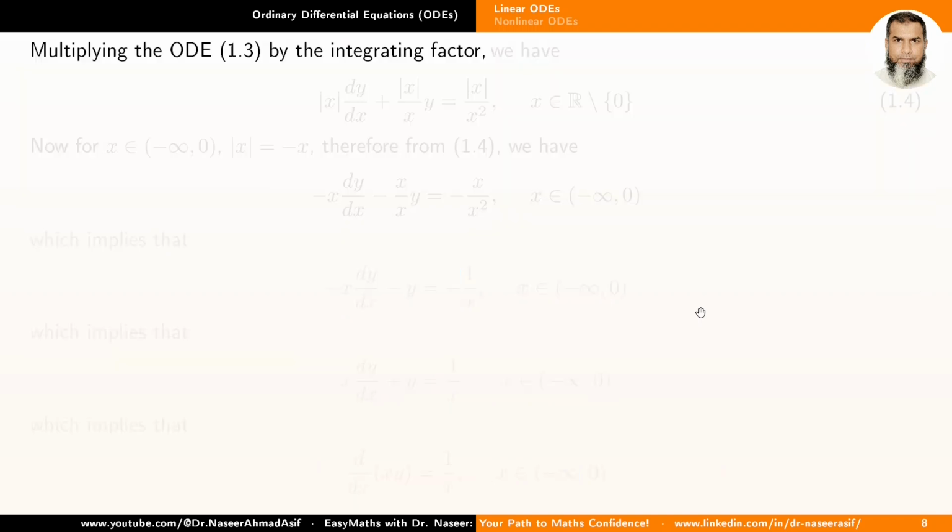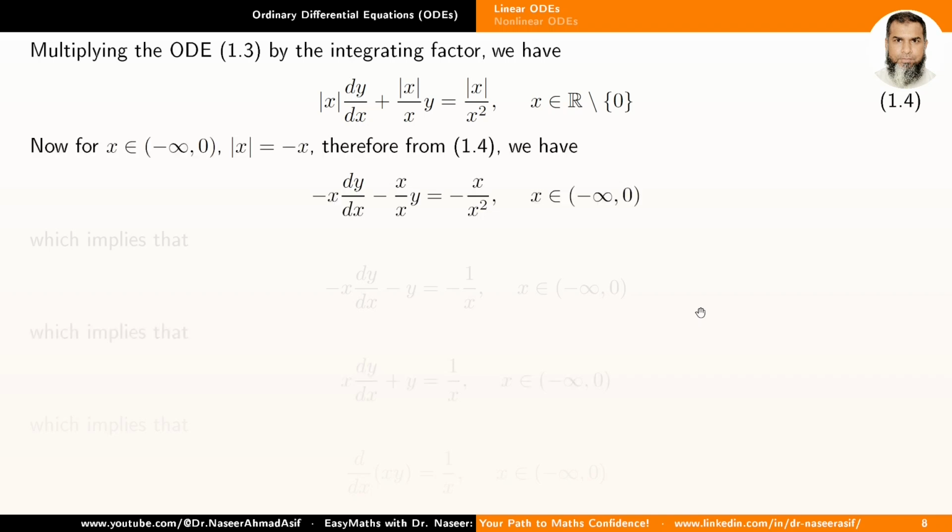Multiplying the ODE 1.3 by the integrating factor, we have |x| dy/dx + (|x|/x) y = |x|/x², where x belongs to R other than 0. Now for x in the open interval (−∞, 0), we have |x| = −x. Therefore from equation 1.4 we have −x dy/dx − (x/x) y = −x/x², where x is in (−∞, 0). So we have −x dy/dx − y = −1/x, where x is in (−∞, 0).